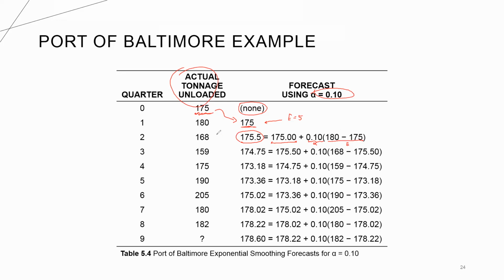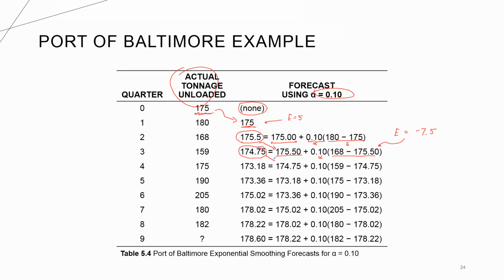And then we repeat. The actual value was 168, but we predicted 175.5. So what's the error now? The error is going to be 168 minus 175.5, so that's negative 7.5. And that's negative, so we're going to adjust our forecast down a bit. So we take the previous forecast, the 175.5, and we add alpha times that new error, which is going to get us something a bit lower. It went down from 175.5 to 174.75.